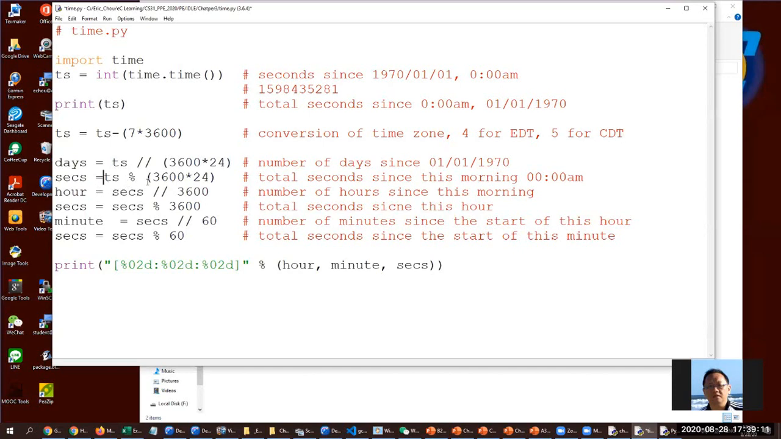And then I take modular by the seconds per day. That will give me the total seconds since this morning, right? Then I divide it by the number of seconds in an hour. That will give me the total number of hours since this morning. And then I take modular by the seconds in an hour. I will get the total number of seconds since the starting of this hour.